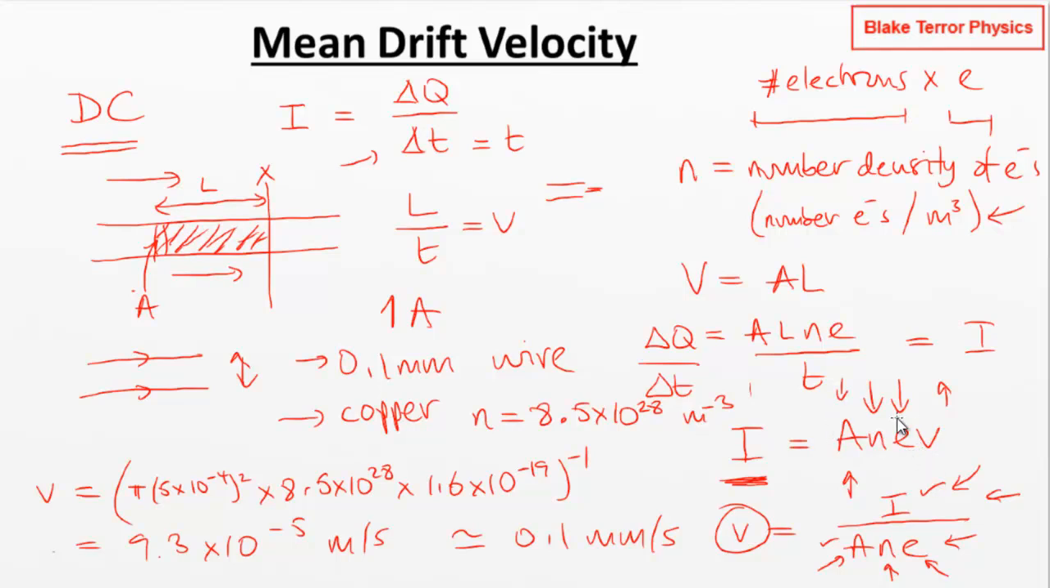It kind of makes sense. You've got fewer electrons in a certain length of wire if it narrows, so you have to push them quicker in order to get the same amount of charge passing a point in the circuit, which is what we need for constant current. So yeah, your velocity changes depending upon the cross-sectional area of the wire, all other things being equal. But this is the idea of the mean drift velocity.